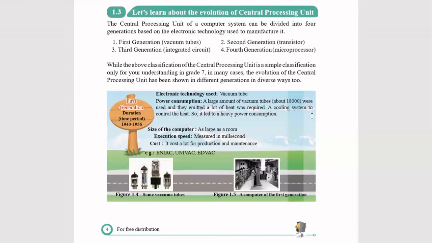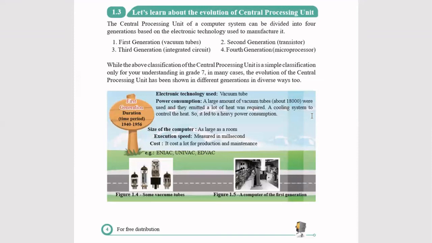Okay, and the size of the computer was about a room. Right now you have very tiny laptops and notebooks, but in those days the computer was about the size of a room. And execution speed is measured in milliseconds. Now you will think milliseconds, it's faster, right? Nowadays we'll go through and see what's the speed. Then you will understand how slow it was initially.